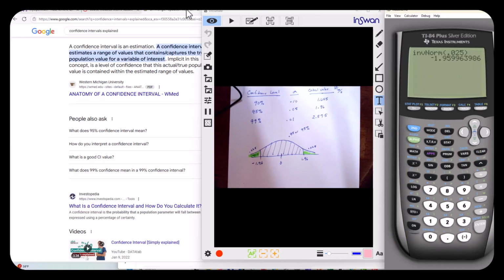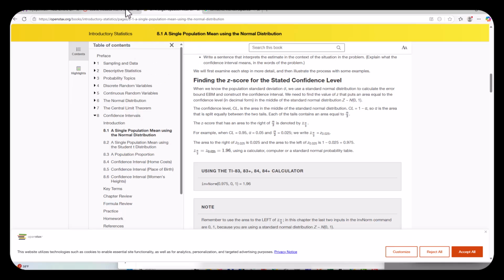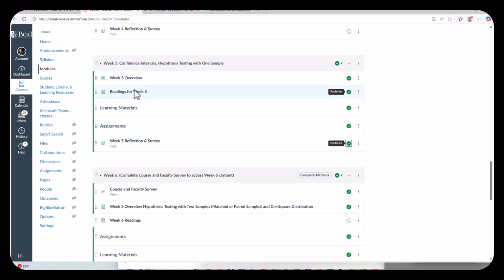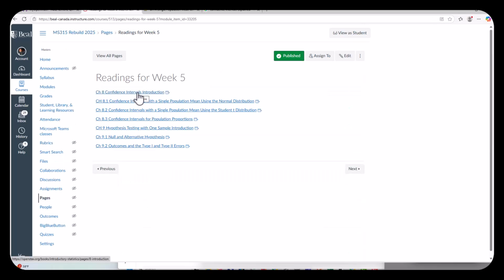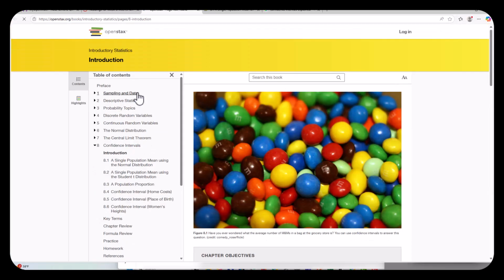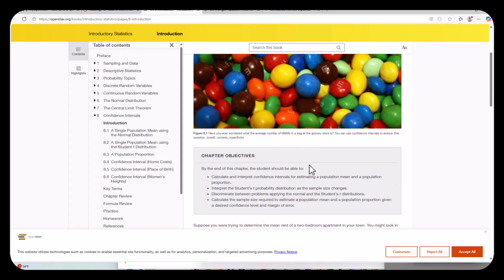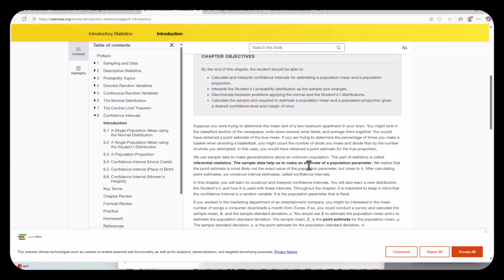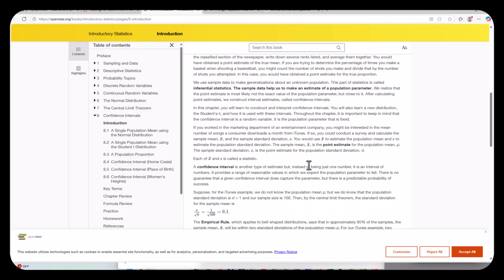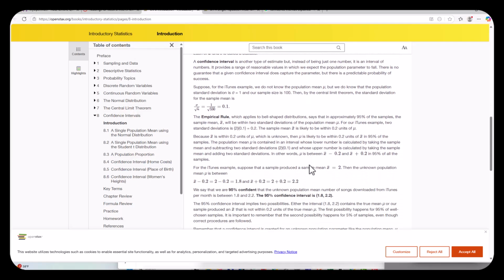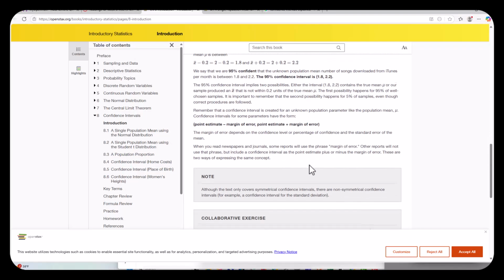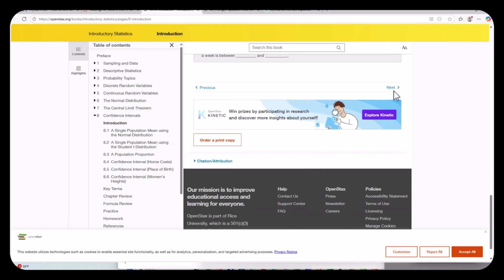So let's look here in a reading for week 5. Notice that they start out here with some information about the confidence intervals. Okay, looks like they're going to be doing the mean first. So you can read through all of that.